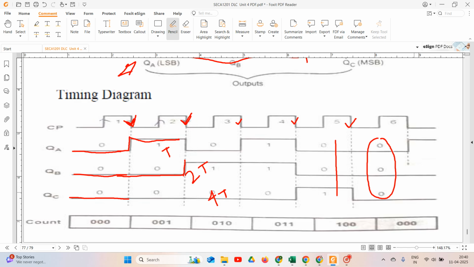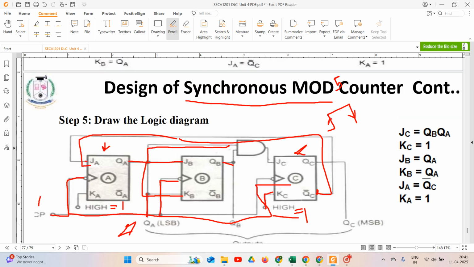So this is your mod 5 counter. In your exam they may ask you to design a synchronous mod 10 counter. So you have to write up to 9, 0 to 9. Here you get one more output, that is QD, right? You have to write the timing diagram up to 9. After 9, it becomes 0, right? And here you have to use one more flip-flop.